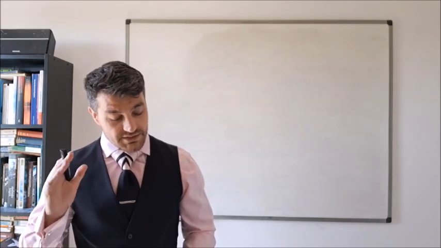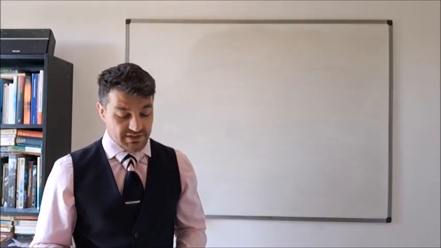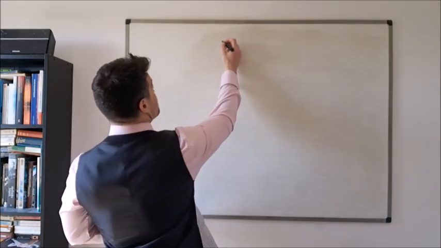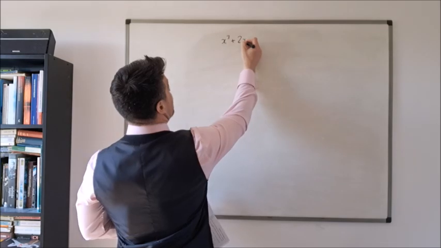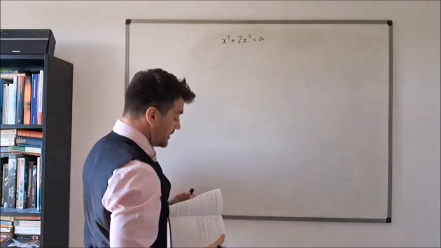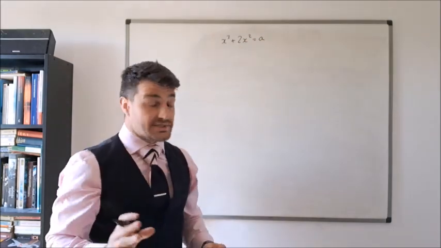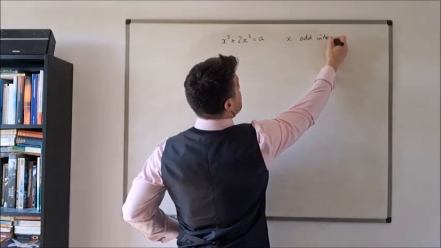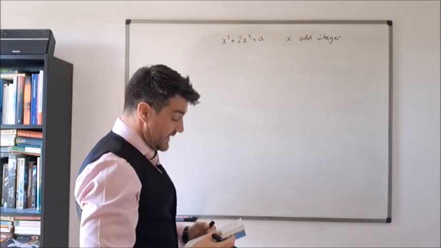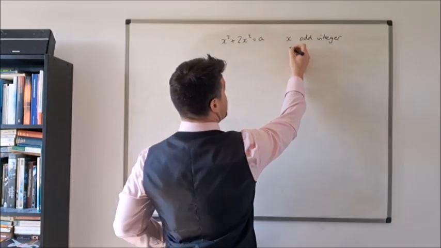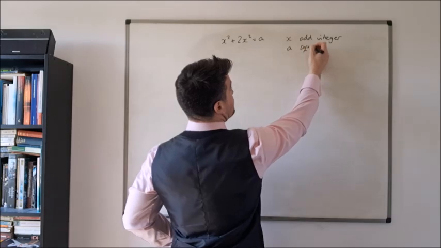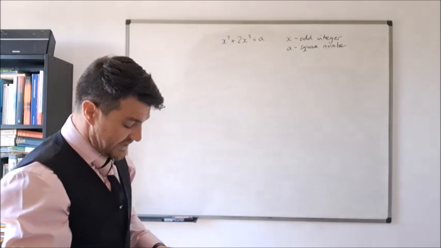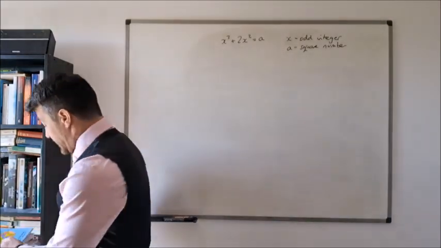So find the smallest value of x satisfying the conditions x cubed plus 2x squared equals a, where x is an odd integer and a is the square of an integer. In other words, a is a square number. Okay, so that's the information that we're given. So let's have a look at how we might attempt this problem.